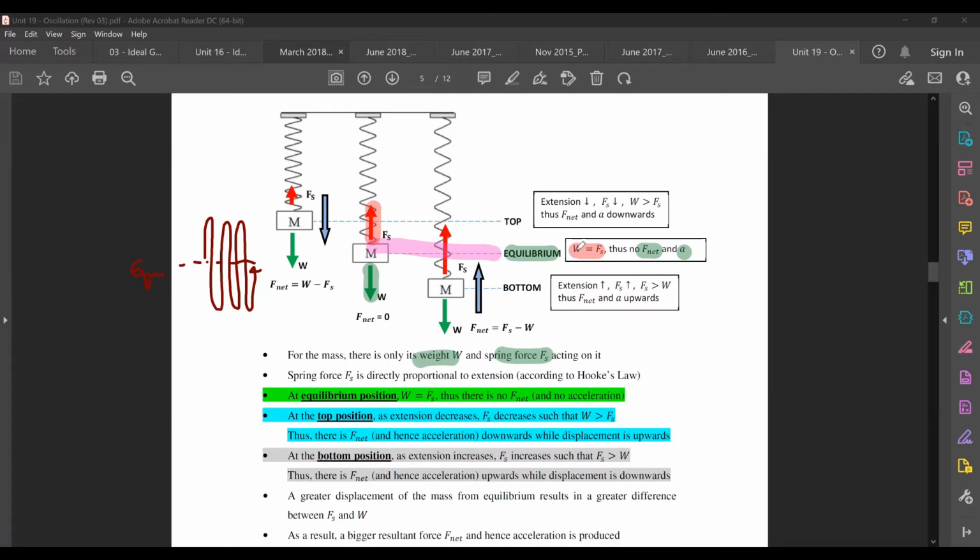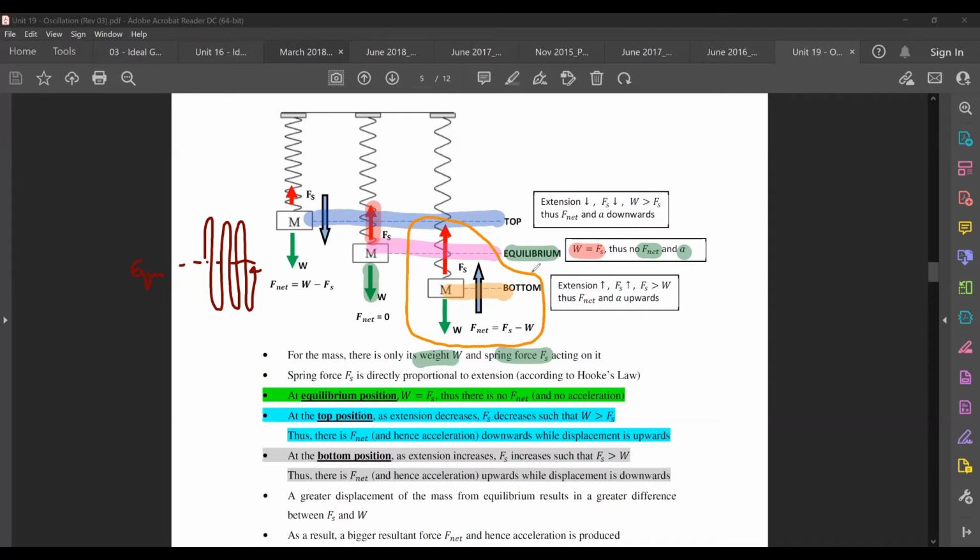Now, what I'm interested in after that is what happens when you start to make it oscillate. Let's just say you displace your mass, you release it, and then it oscillates up and down. As it oscillates, it will eventually reach some sort of top position right over here, and some sort of bottom position right over here. Let's just consider what happens at the bottom position first, which is this one.